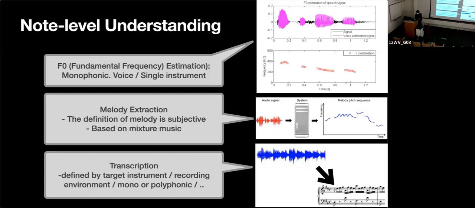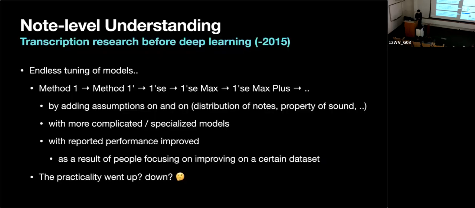I'm going to talk a little bit about transcription. Transcription research before deep learning, similar to source separation, had many researchers working on this problem, but it was really difficult. At the end, people ended up tweaking the method on and on endlessly. And that was not only a good thing, because there's this very famous transcription data set, and back then the data set was not even that big.